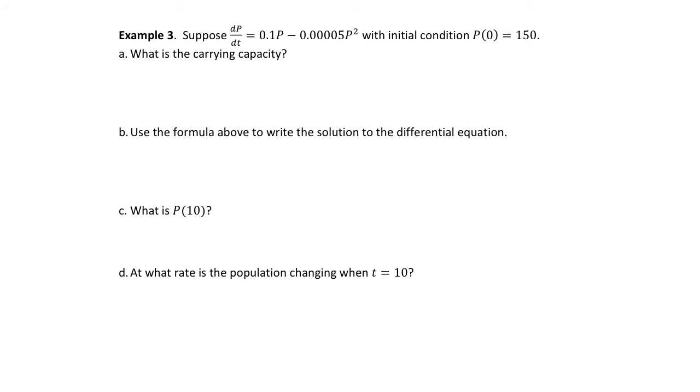For our next example, we have dP/dt equals 0.1P minus lots of zeros 5 P squared, with an initial condition of P(0) equals 150. Once again, let's remind ourselves of the formula. It is dP/dt equals k times P times 1 minus P divided by M. Okay, so this is going to be a little bit more challenging, but it's not too bad.